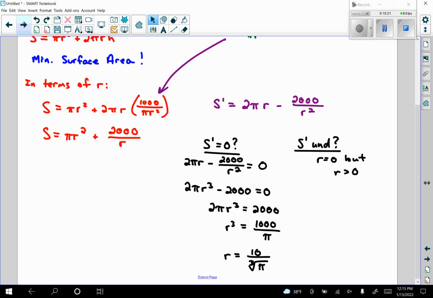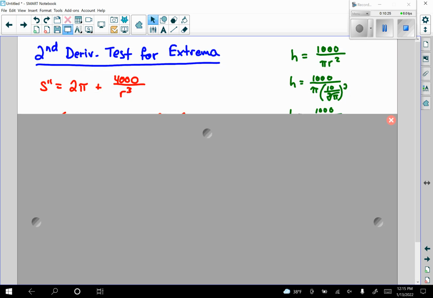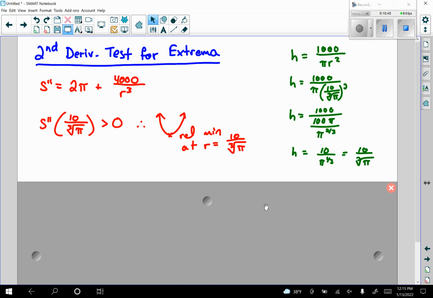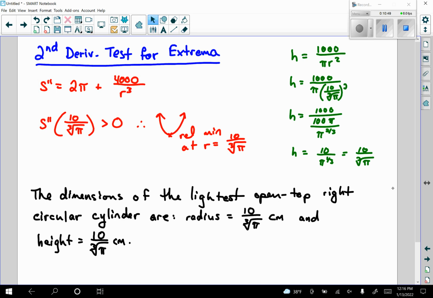Now we can go through the second derivative test for extrema and evaluate when r is equal to 10 over cube root of pi. That would give us a positive value. Here's our second derivative, which indicates we're concave up around this r value, so we have a relative min. And all we wanted to know were the dimensions, so I just substituted this in to find h. Turns out h is the same value as r. So those are the dimensions of the lightest open-top right circular cylinder.